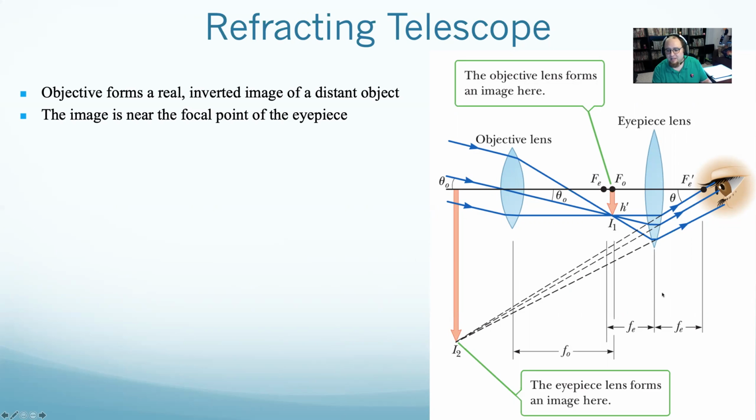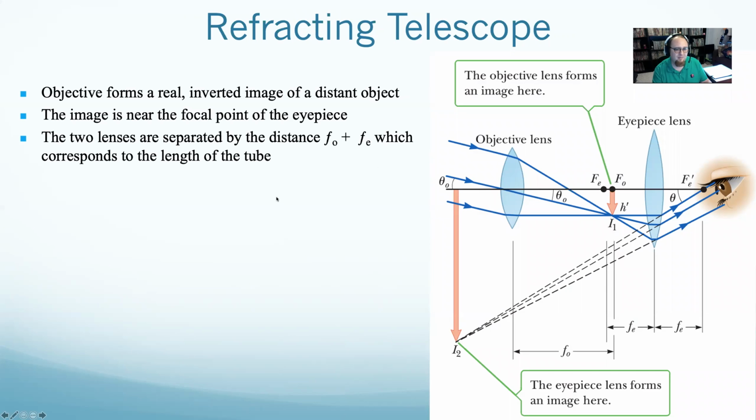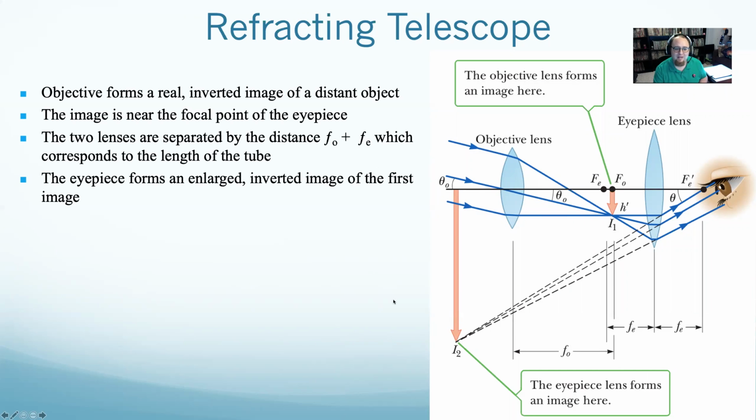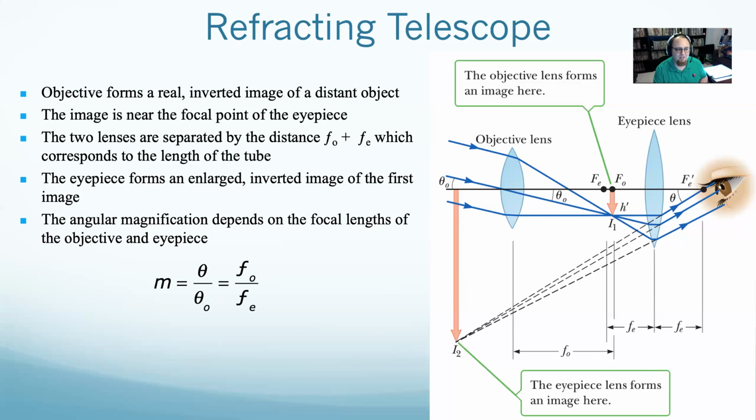Now, normally we talk about the distances FO plus FE. That's the distance from one lens to the other. And when you want to do this correctly, it'll be the focal length of the objective piece plus the focal length of the eyepiece. If you separate the two lenses by that much, that'll maximize how big something will look. And we can do the magnification with the same logic.